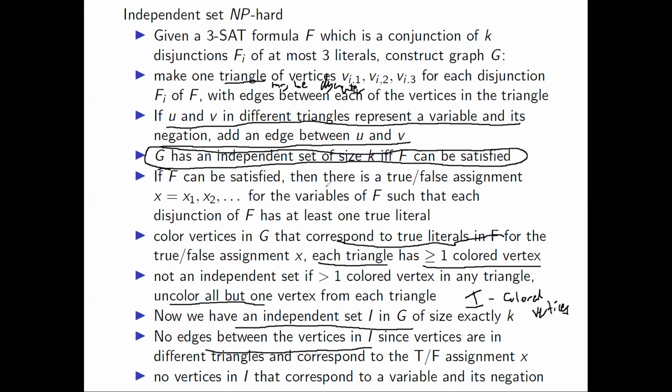And that's it. So that way we can just ask the independent set problem as an oracle if there is an independent set whose size is equal to the number of disjunctions in F, and we get a yes or no answer. So that tells us whether or not F can be satisfied. So that finishes the proof that the independent set problem is NP hard. And we're going to see some other problems, and we're going to see with them that it's much easier to show that they are NP hard.